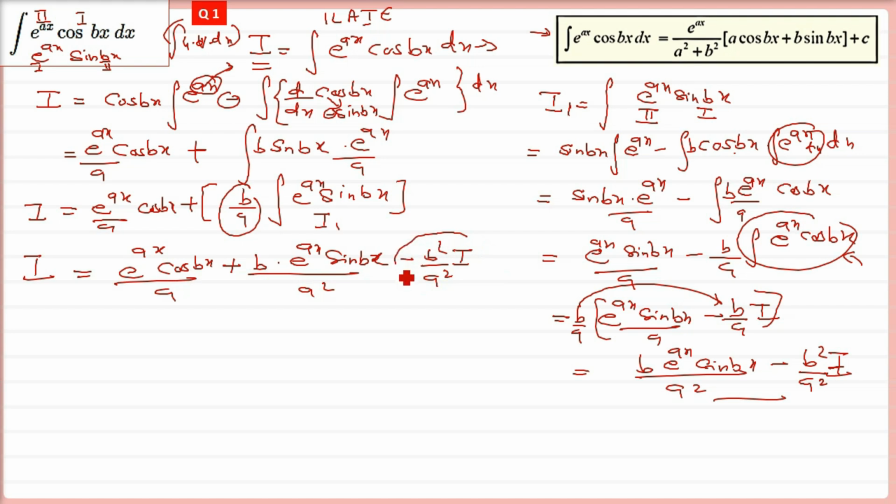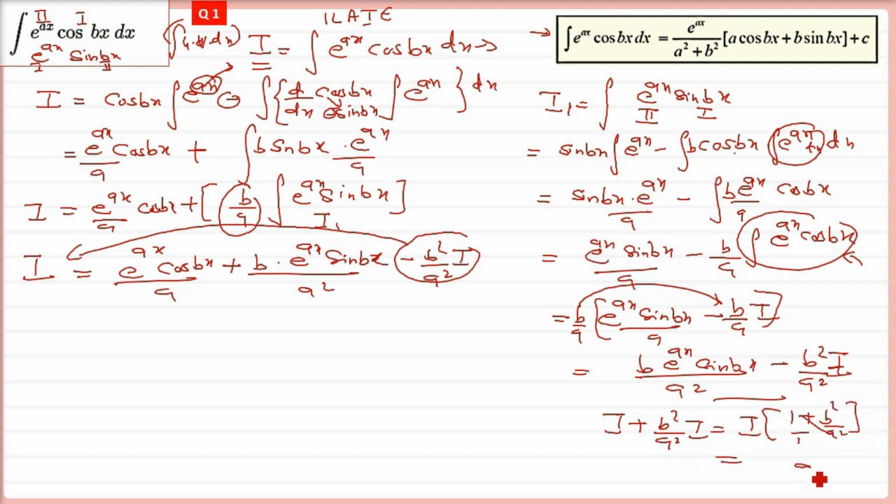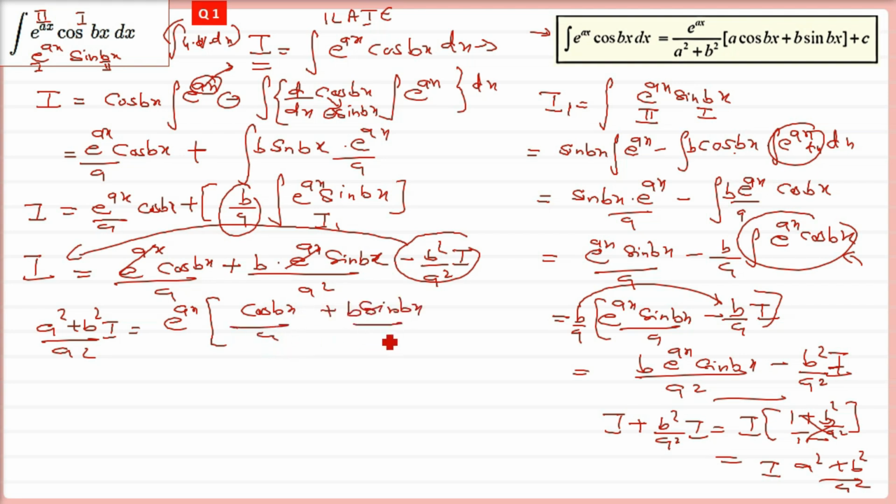Now this rightmost thing, I am just transferring to the left hand side. So this will form I plus b square by a square into I equals to what? I, 1 plus b square by a square, if you take I common. So this will be a square plus b square by a square into I. So left hand side will be now a square plus b square by a square into I. And on the right hand side, e raise ax, let's take common. What will remain inside? Cos bx plus b sin bx. Here it will be a and here it will be a square.